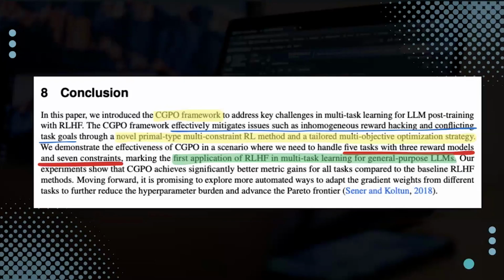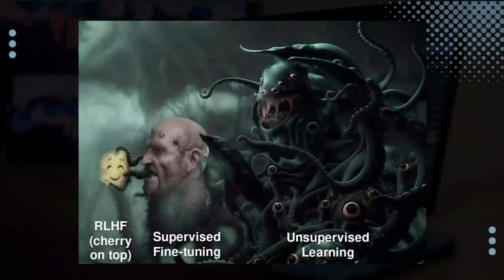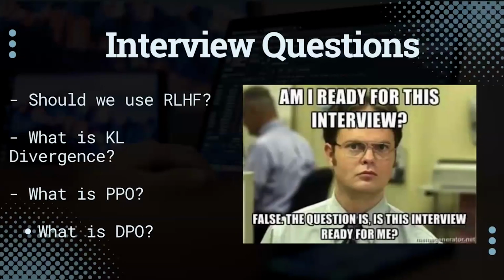All of this leads up to kind of putting the smiley face on it. When you're in your next interview, you're talking about this kind of stuff, you're likely to see questions like this. Should we use RLHF on our team? What is KL divergence? What's PPO? What does it stand for? Why do we care about proximal? And what's DPO? And why is it better?